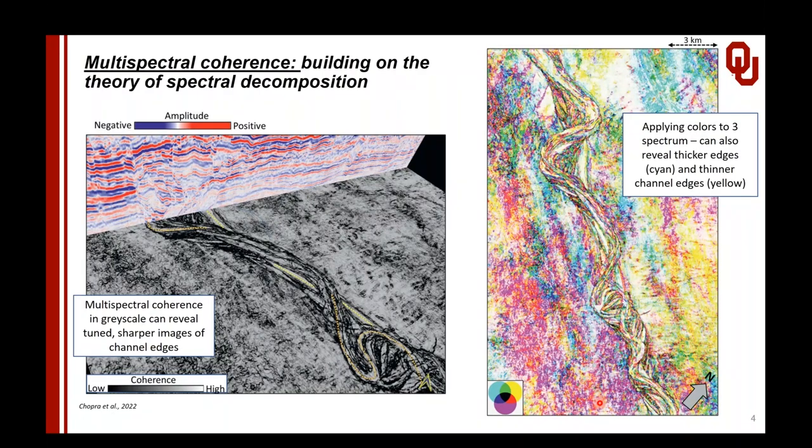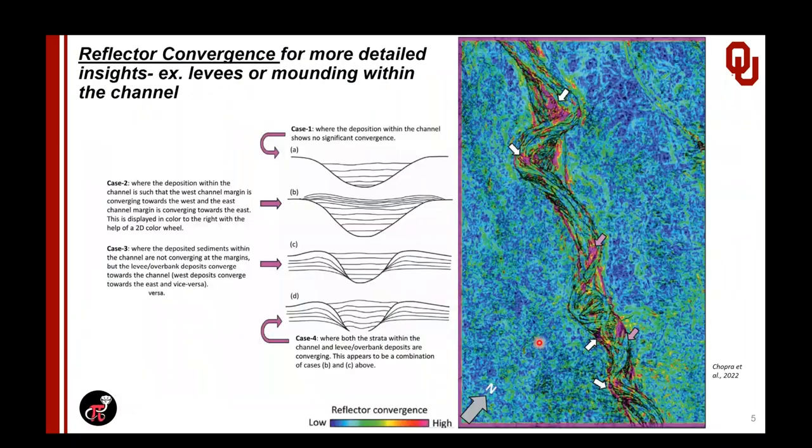We can also use multispectral coherence in the same way as spectral decomposition, taking 3 different frequencies and overlaying them. I'm showing that on the right-hand side with that same channel. This allows us to see the channel edges. The thicker channels are in cyan because that's the lower frequency, and the thinner aspects of the channel are in yellow. So we can start bringing out more of the geometry of these channels, even though they're nothing like what a lot of the photos have been showing today.